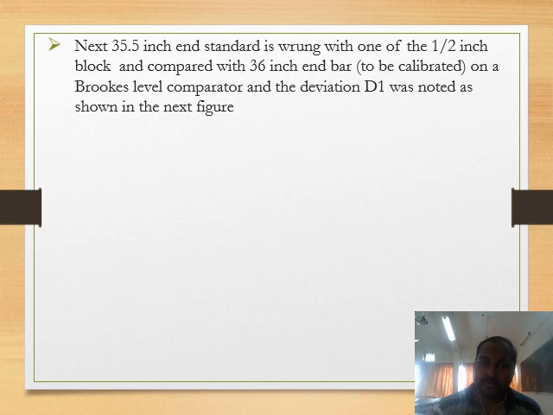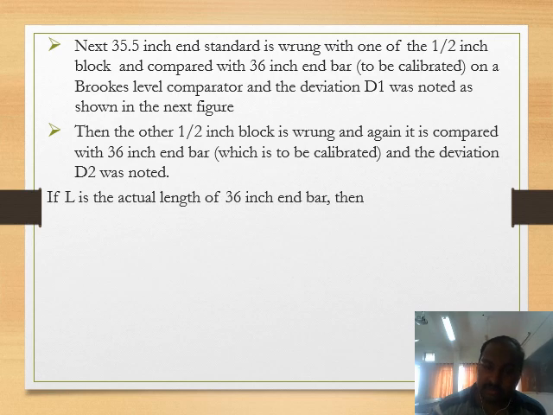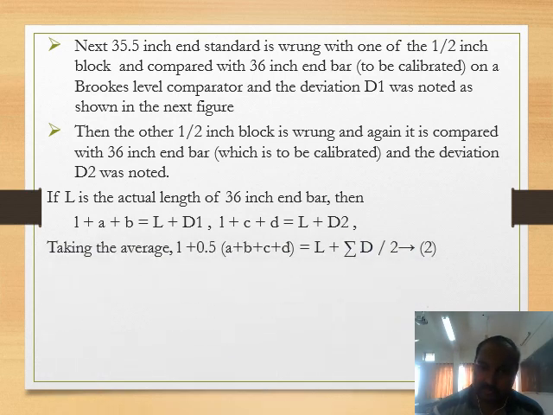So next, the 35.5-inch end standard is wrung with one of the 1/2 inch blocks and compared with the 36-inch end bar. The total should be 36 inch, but if there is any deviation, using the Brookes level comparator, the deviation D1 may be noted in the next figure. Then the other 1/2 inch block is wrung and again compared with the 36-inch end bar, and the deviation D2 is noted. Now the total length L is the actual length of the 36-inch end bar. Then l plus A plus B is equal to L plus D1, or l plus C plus D is equal to L plus D2.